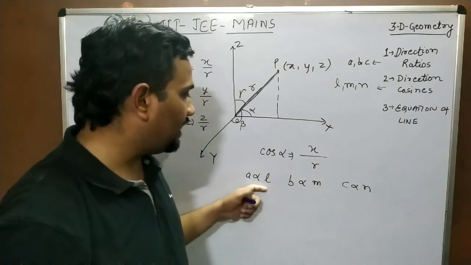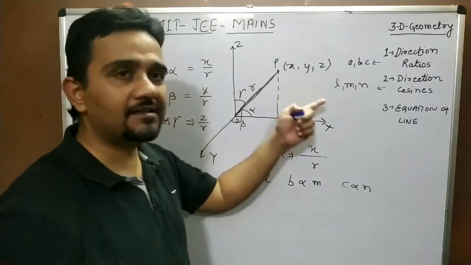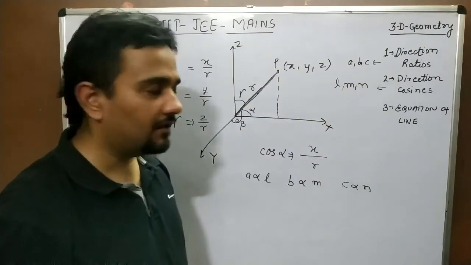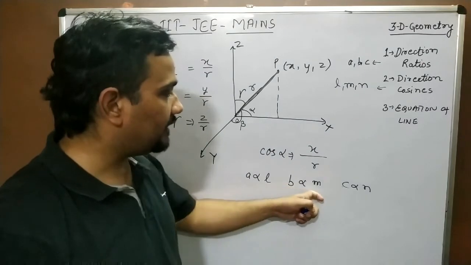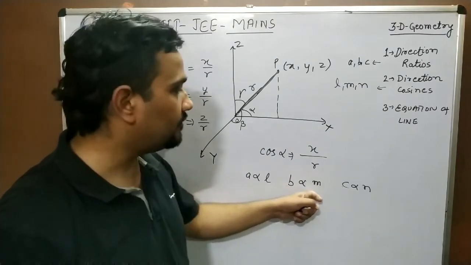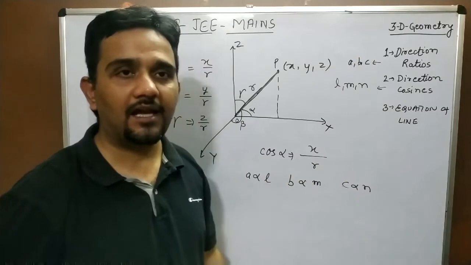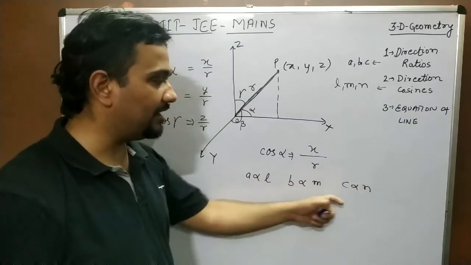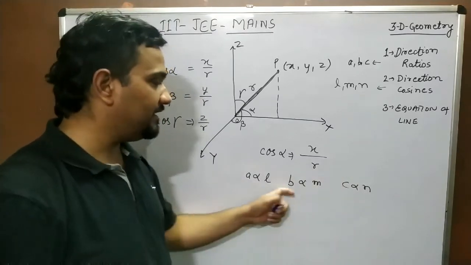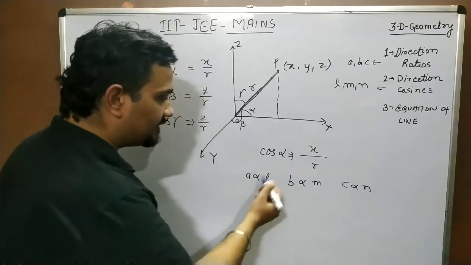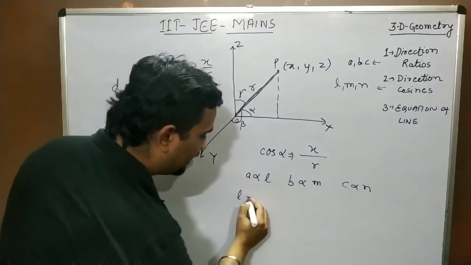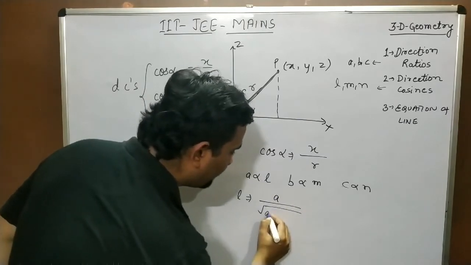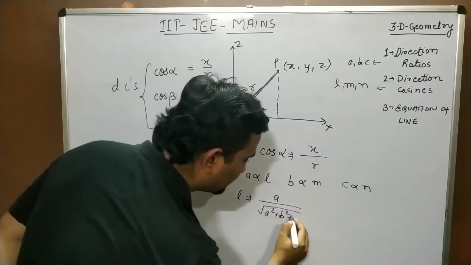Understood? If L, M, N are given to you, if the direction cosines are given to you, then how will you calculate A, B, C? And if A, B, C are given to you, then how will you calculate L, M, N? L, M, N are the direction cosines, and A, B, C are the direction ratios. The relationship between these two is: L is equal to A upon under the root A square plus B square plus C square.